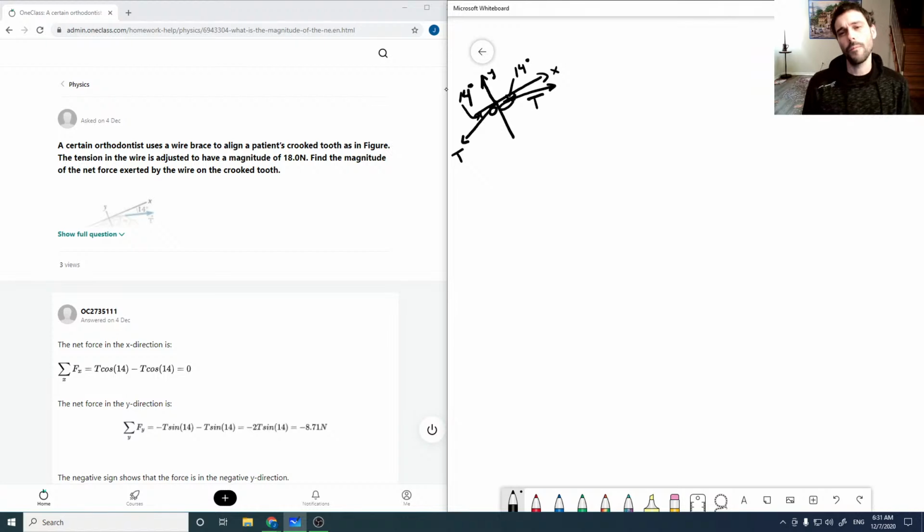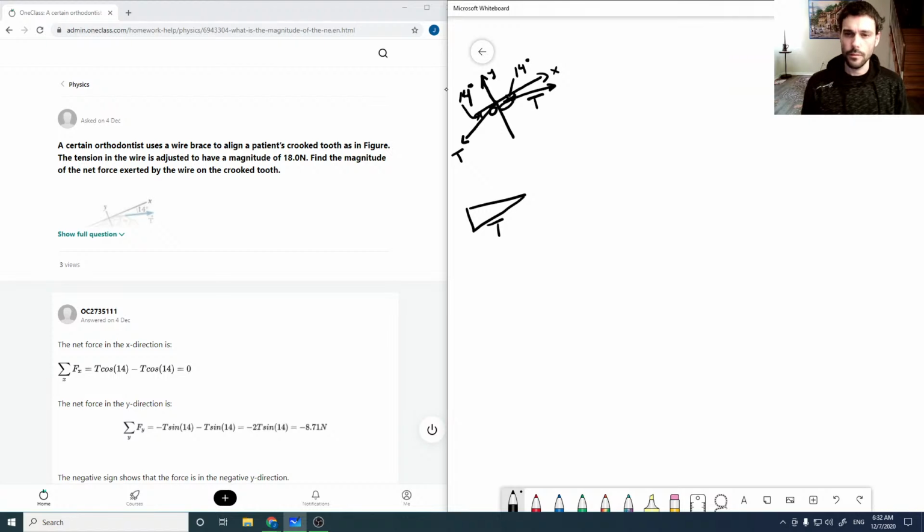Okay, so it asks us to find the magnitude of the net force exerted by the wire on the crooked tooth. Our only forces acting right now are the tensions, and we'll want to find them in both the x and y direction. So I'm just going to expand these triangles out here.